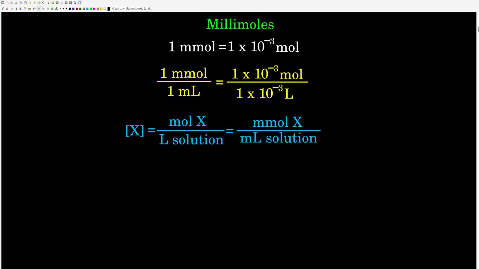Well, if you take the ratio of millimoles to milliliters, you have 1 times 10 to the minus 3 moles over 1 times 10 to the minus 3 liters. See, the 1 times 10 to the minus 3 cancels, and this is just moles over liters. Guess what? That's molarity, which means we can think about the concentration or molarity of some species called X as being moles of X per liter of solution or millimoles of X per milliliter of solution. Hopefully you'll see why this is really nice as we go through these calculations.